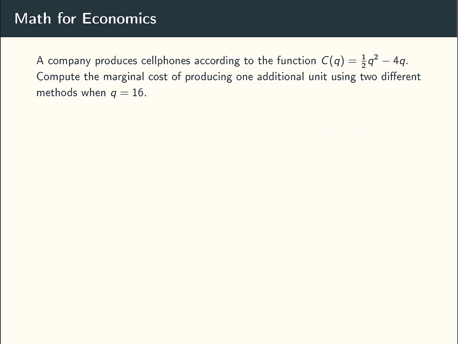Let's look at a question that helps us better understand this concept of marginal increase. So here we've got a question looking at marginal cost. The question says a company produces cell phones according to the function C, which is equal to 1/2 times Q squared minus 4Q, Q being the quantity of cell phones produced. Compute the marginal cost of producing one additional unit using two different methods when the quantity currently being produced is 16.